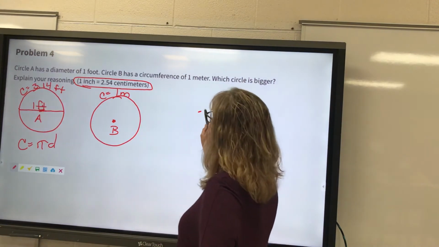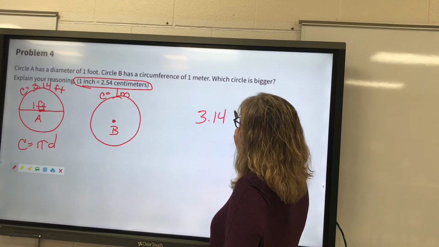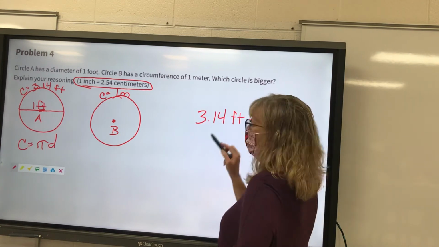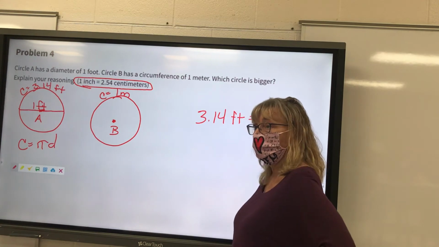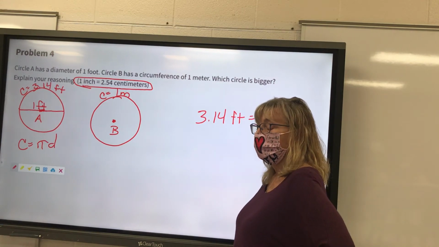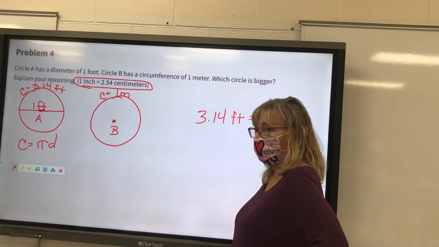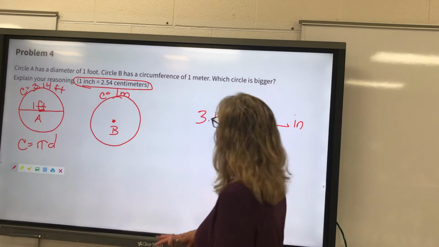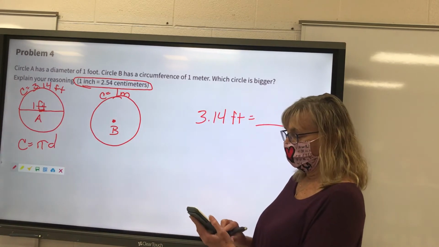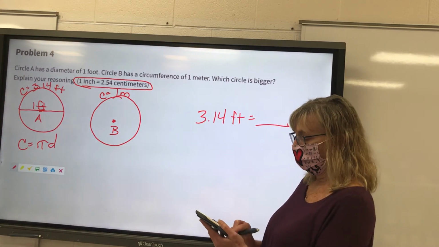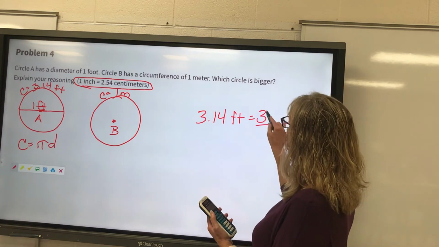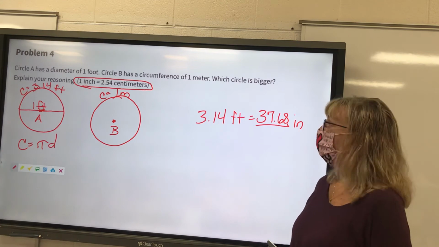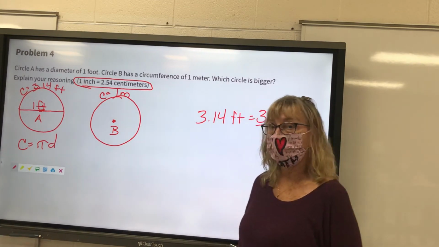Okay, so 3.14 feet equals how many inches? What am I going to do to 3.14 to find out how many inches that is? Divide by 12 or multiply by 12? Multiply by 12, okay? I'm going to switch my answer now. So we're going to take 3.14 and multiply it by 12. So that is 37.68 inches.